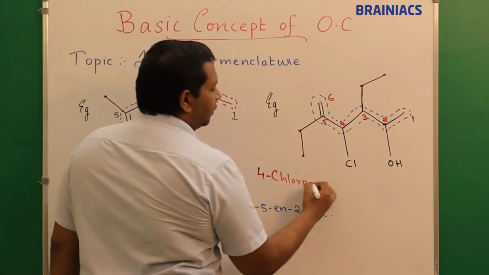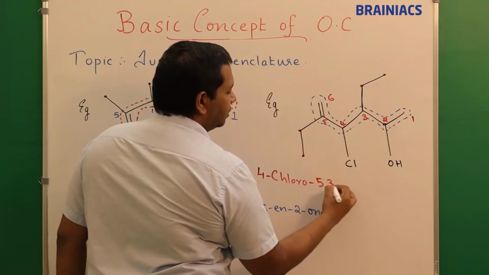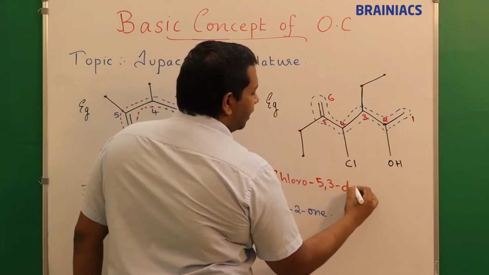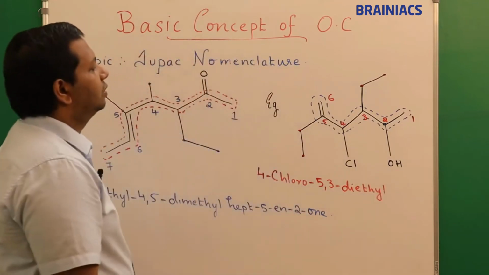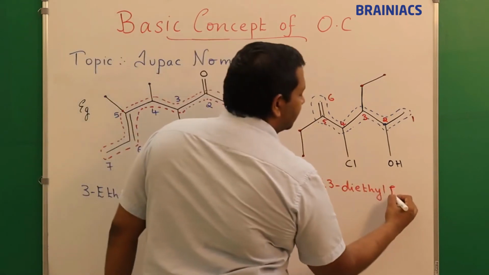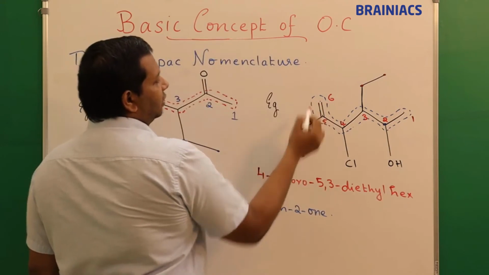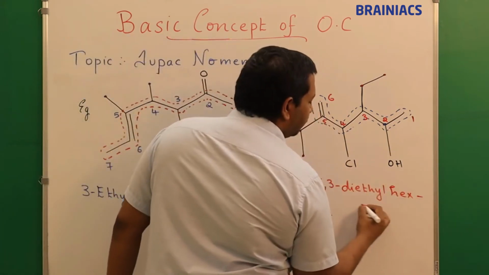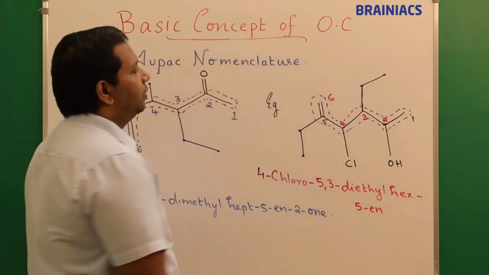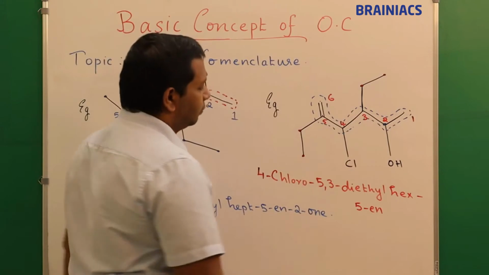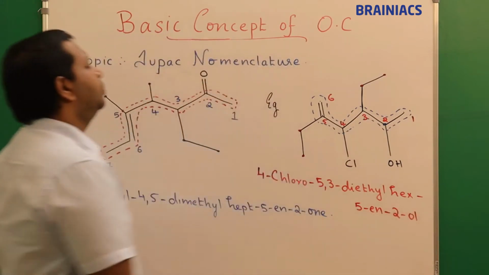4 chloro hyphen, then 5 and 3. So I say 5 comma 3, okay, hyphen diethyl. So tell me the word root. Hex, okay. Then at the 5th position you can see the double bond. So hex hyphen 5 hyphen ene. Now it's not finished. There is a functional group OH at position 2. So 5-en-2-ol. So this should be the name.